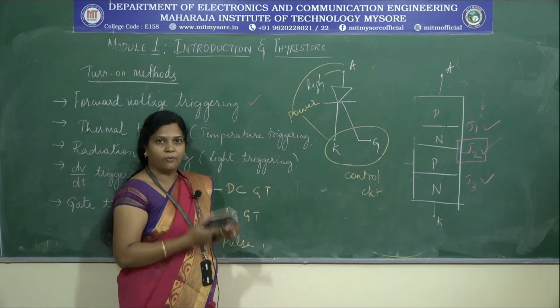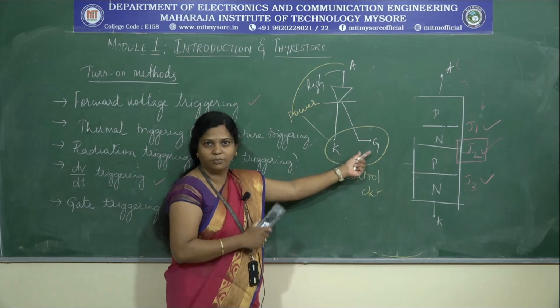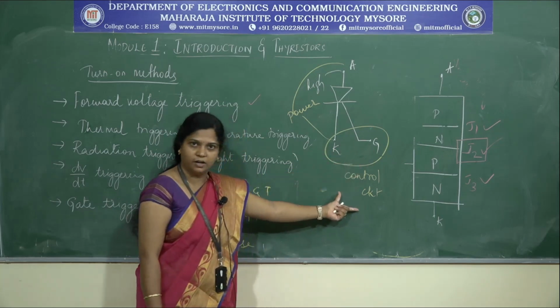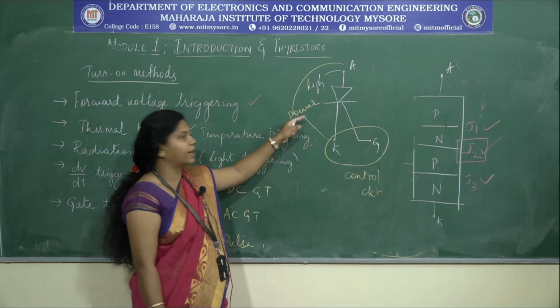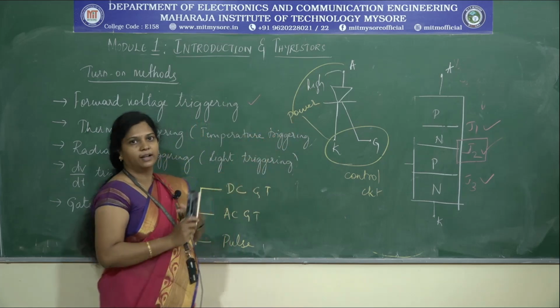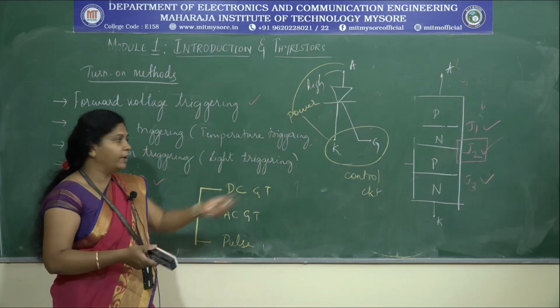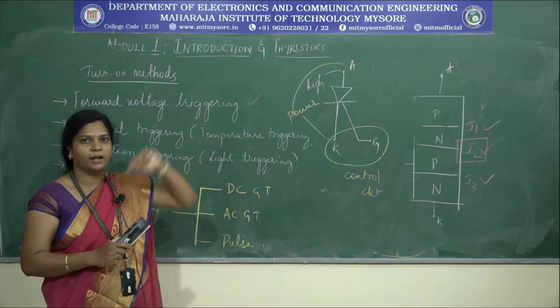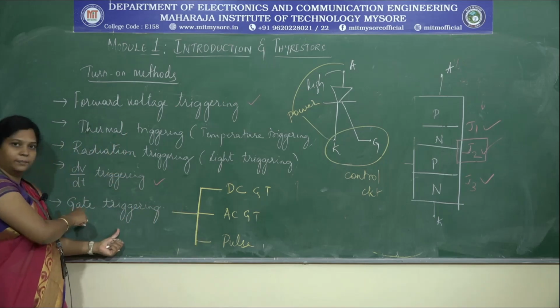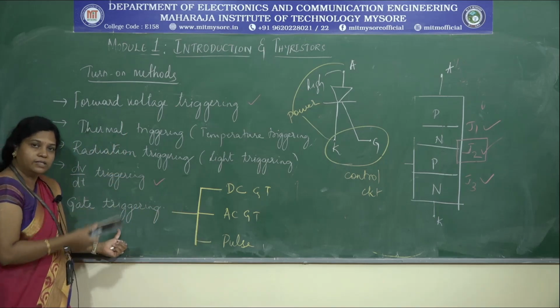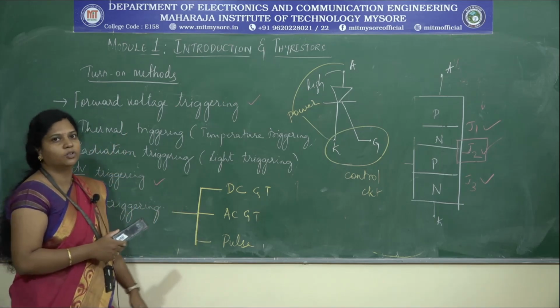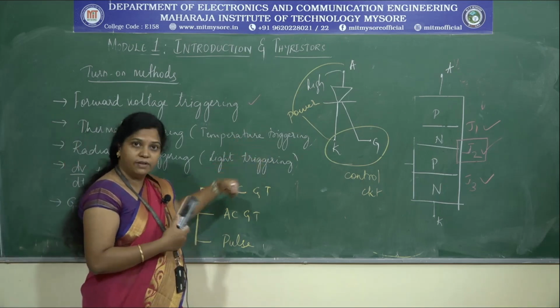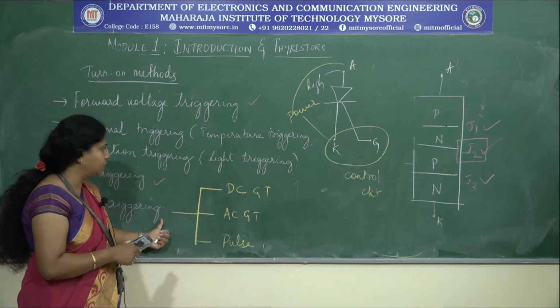So in order to avoid that, safeguard the components that you are using in the control circuit, we need to isolate the power circuit and control circuit. Now when this triggering, turning on comes into the picture, we need to take care about this, because we are doing the method of gate triggering and we say that this is the best method we follow to turn on a thyristor.